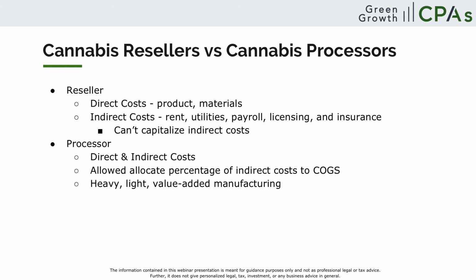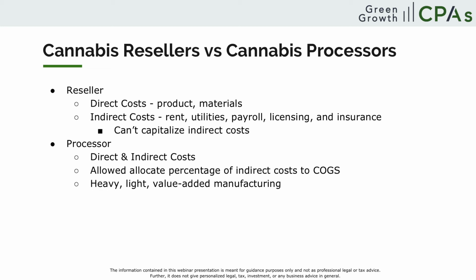Now, allocations under the 471 apply differently for cannabis resellers and cannabis processors. So as a reseller, you have direct costs like product and your material costs, and indirect costs including things like rent, utilities, payroll, licensing, insurance, things like that. And keep in mind that if you're a reseller of other brands' cannabis products, then you don't get to capitalize your indirect costs, only the direct costs. And as a reseller, unfortunately, you'll have the largest tax burden of anyone in the cannabis industry because your taxable base is that much higher because you cannot capitalize those indirect costs. And this is one of the biggest takeaways we learned from the Harborside versus the IRS case. And the federal government is not shy about penalizing cannabis resellers.